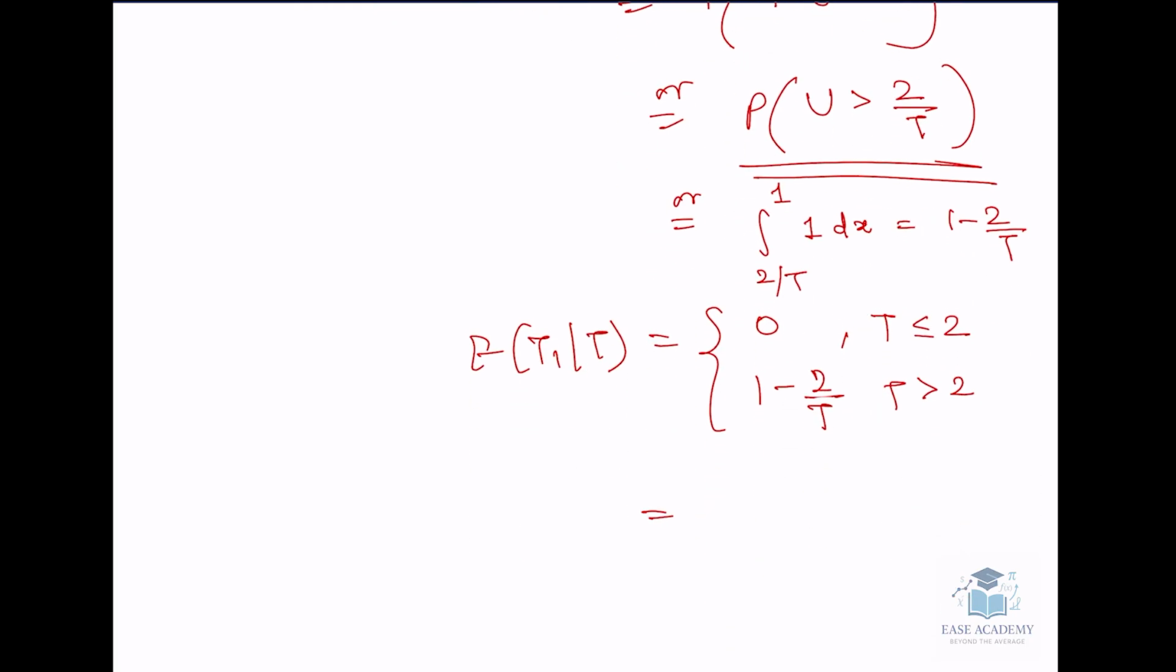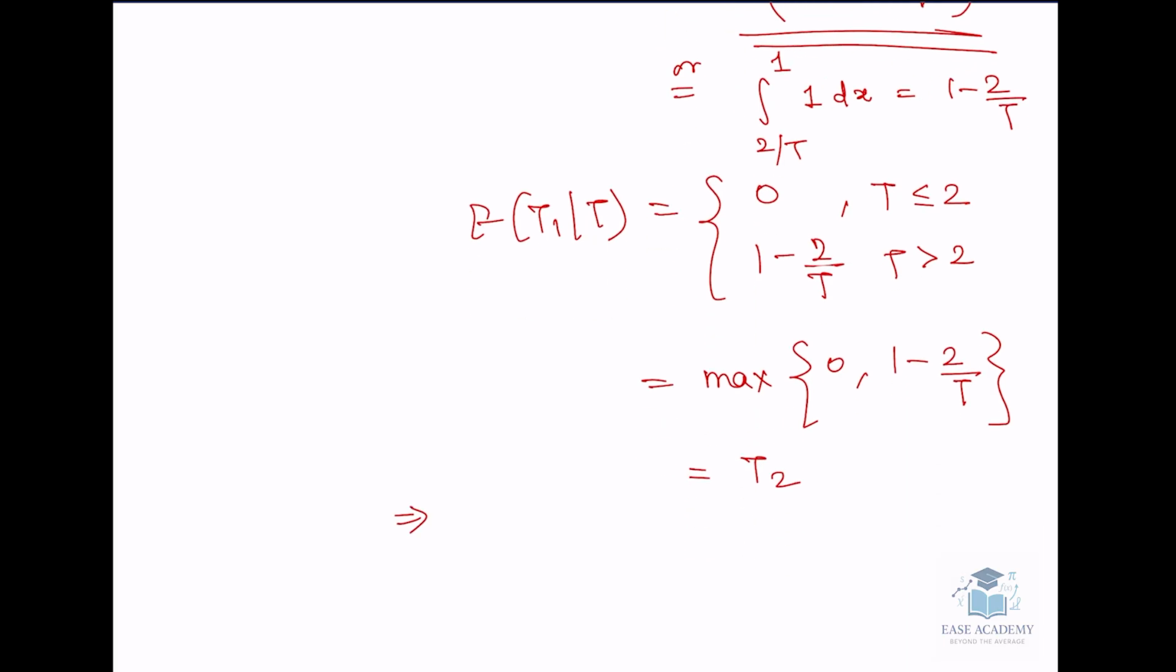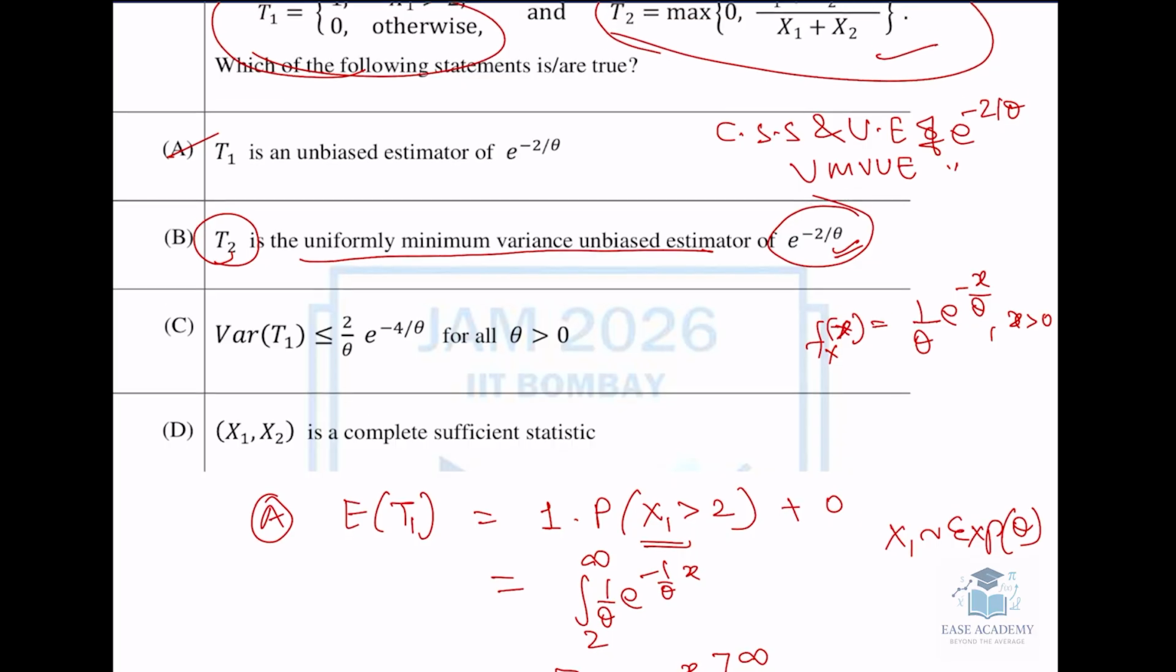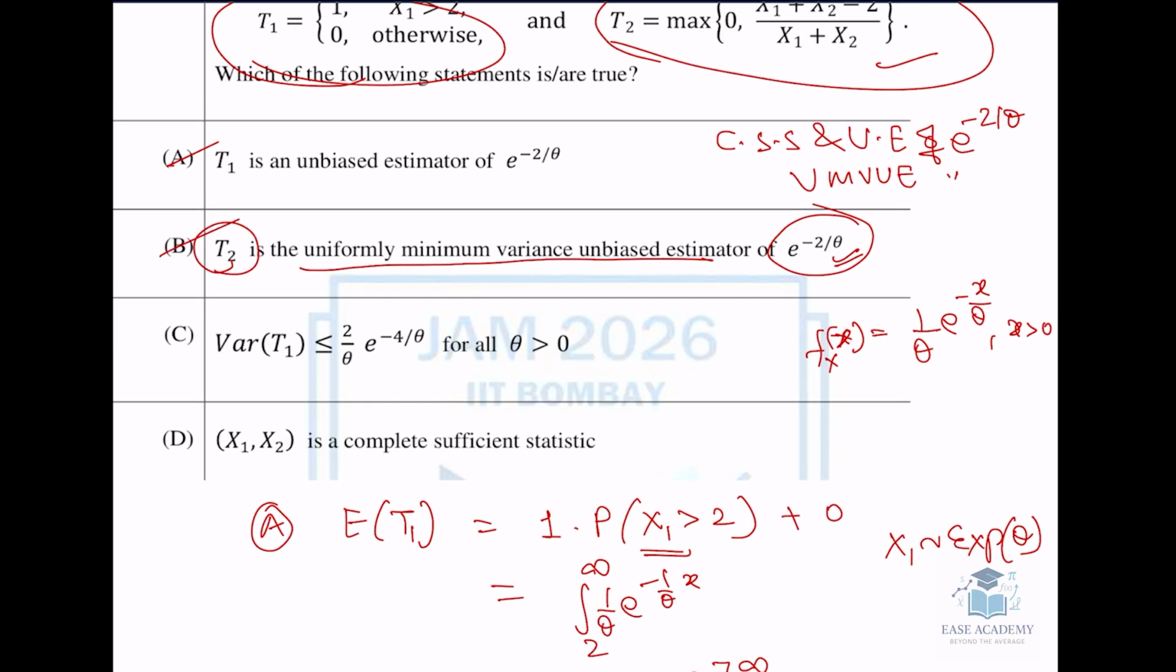And we can clearly see this is nothing but maximum of 0 comma 1 minus 2 by t, which is nothing but T2. Hence we can say that T2 is the UMVUE of e to the power minus 2 by theta. That means option B is also correct.